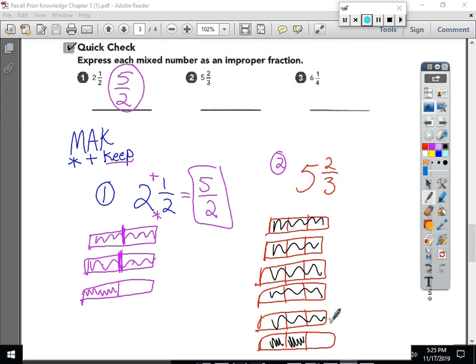Let's try MAC-ing it. Remember, we multiply from our denominator to our whole number. We're going around in this order each time. And 3 times 5 is 15. When I'm done, I add the 2 extra parts, and I will get 17. And the denominator always comes from the original denominator. It stays the same. We keep it the same. 17 thirds is the final answer.